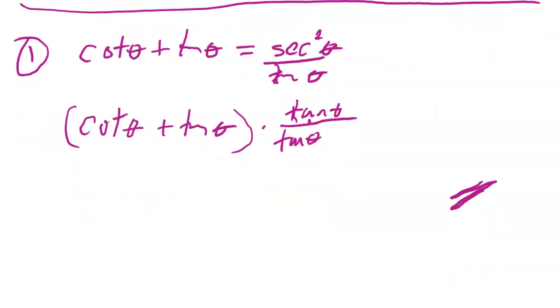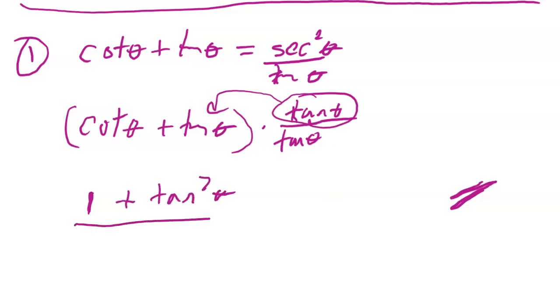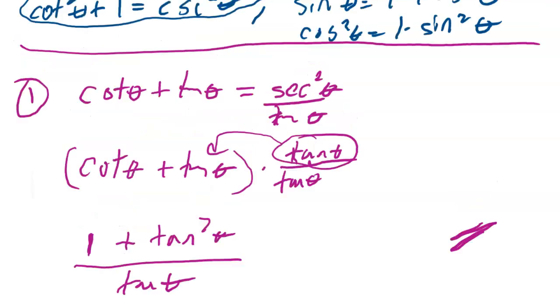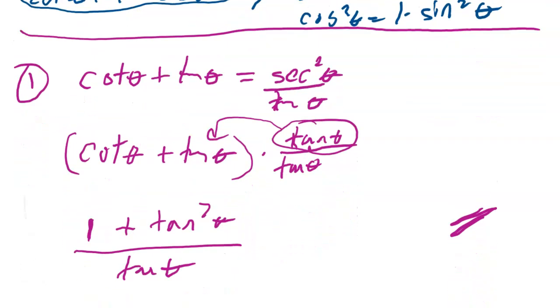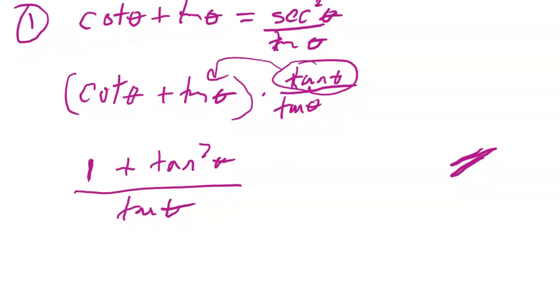When I distribute to each term, cotangent theta times tangent theta is going to turn into 1. They're reciprocals of each other. And then tangent theta times tangent theta is tangent squared theta, all over tangent theta. Going back to one of our Pythagorean identities, I know that 1 plus tangent squared theta is secant squared theta. So I get secant squared theta over tangent theta as my answer.